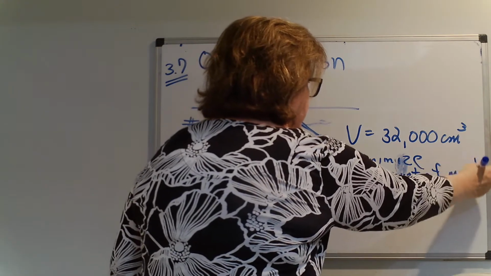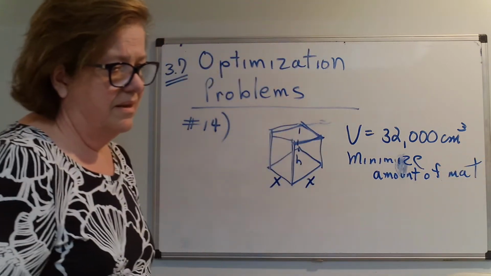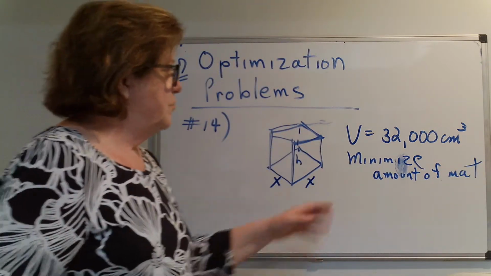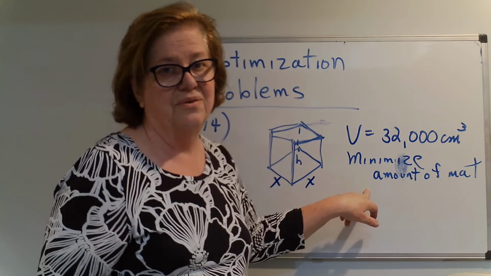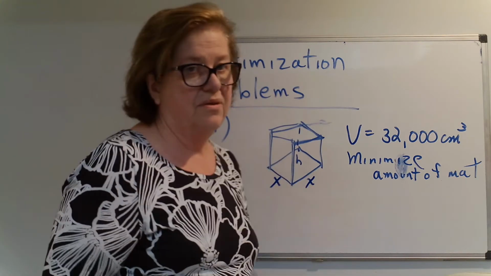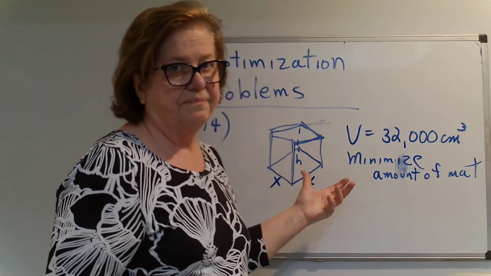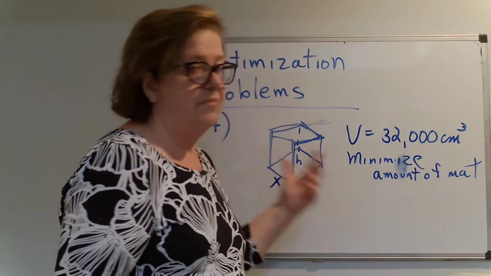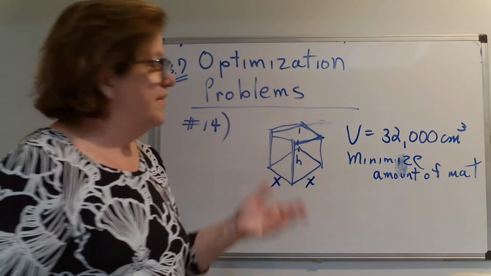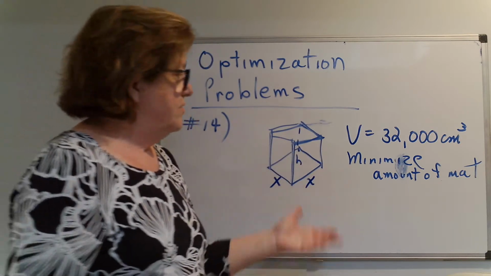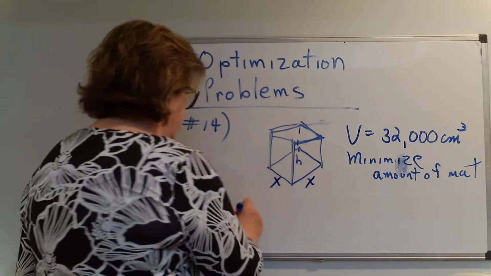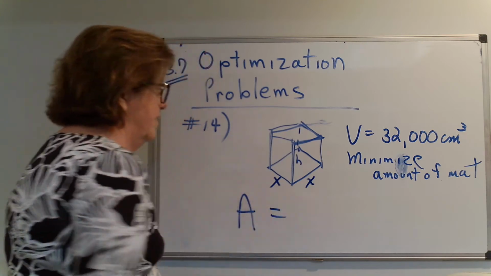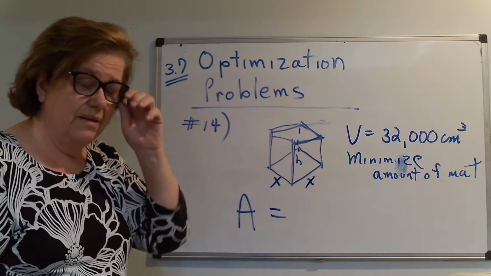Okay, so how do we do that? Well, we need an expression for the amount of material used. We need to know how much material we use to make this box. Once we write that, then maybe we can figure something out. That's what we want to minimize. So let's call the amount of material used big A. And let's see how we can write it.